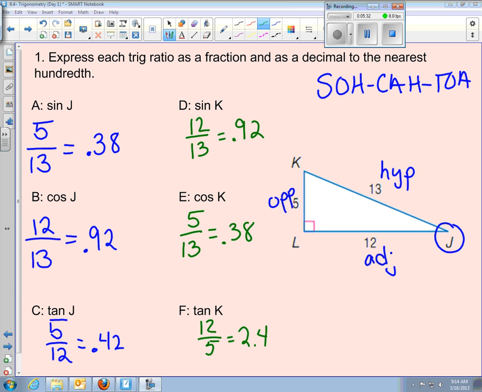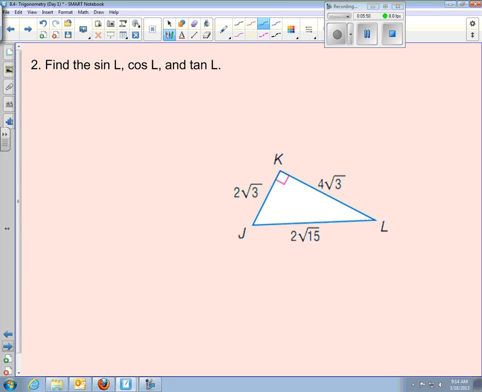I hope you paused the video. Check your answers with my answers that are given here for you. Remember though, when we are switching and talking about it in relationship to angle K, this has now become the opposite and our adjacent. So our sides switched there. All right, onto the back side.